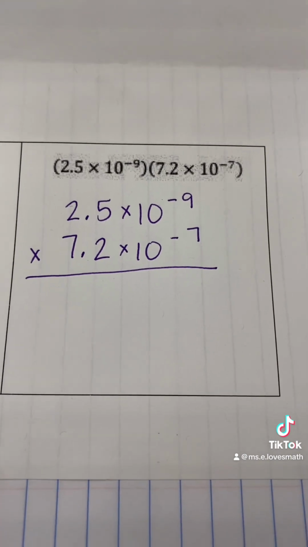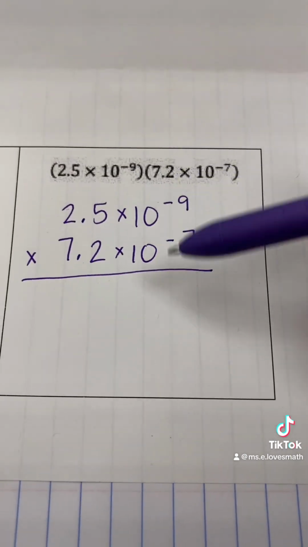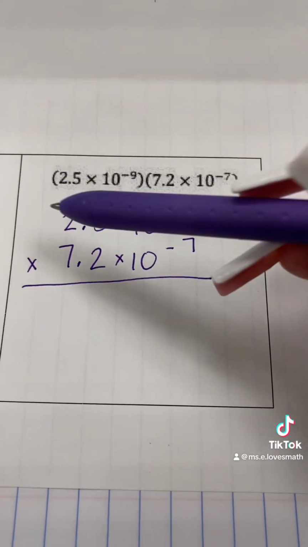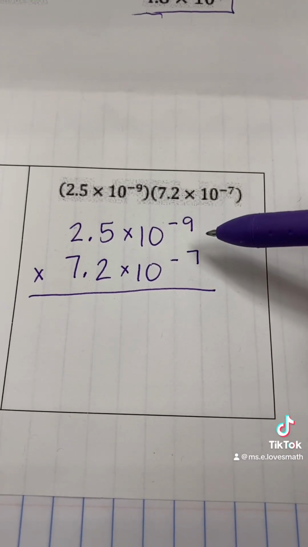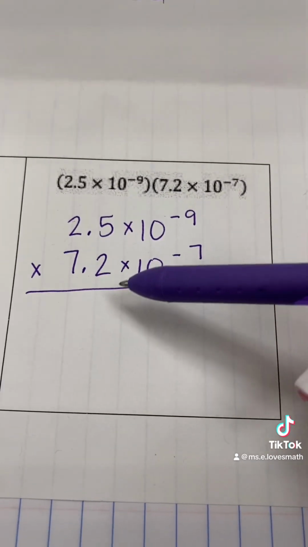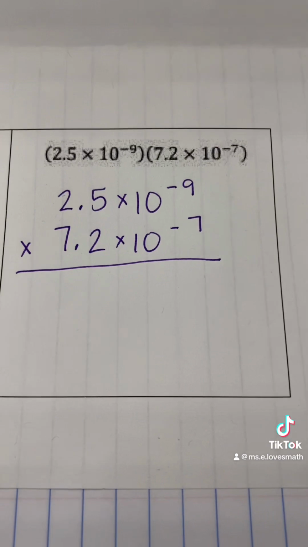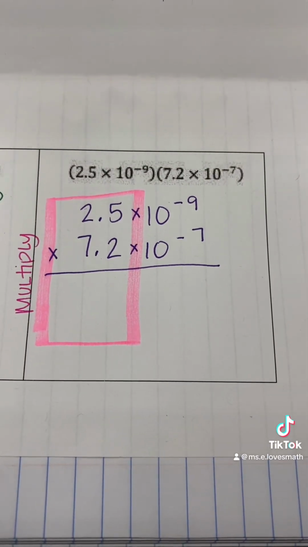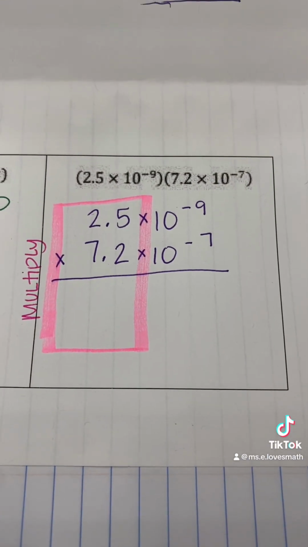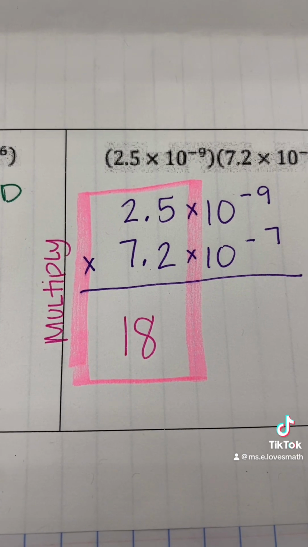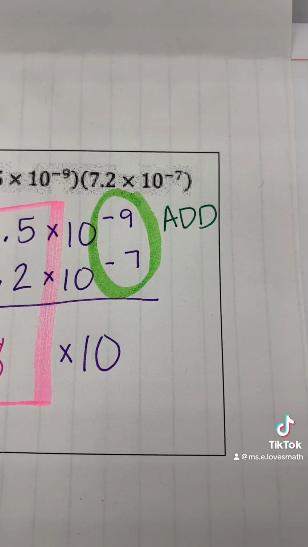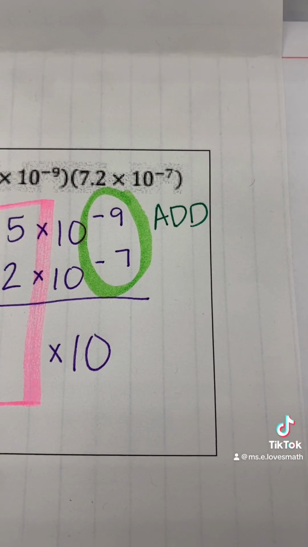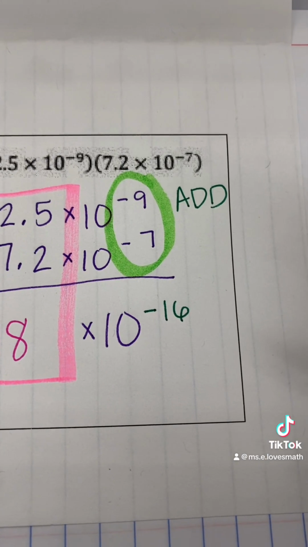Let's do an example with negative exponents. I've set up our problem, 2.5 times 10 to the negative 9th times 7.2 times 10 to the negative 7. Step 1 is to multiply our mantissas. We get 18. Next, we need to add our exponents. Negative 9 plus negative 7 is negative 16.